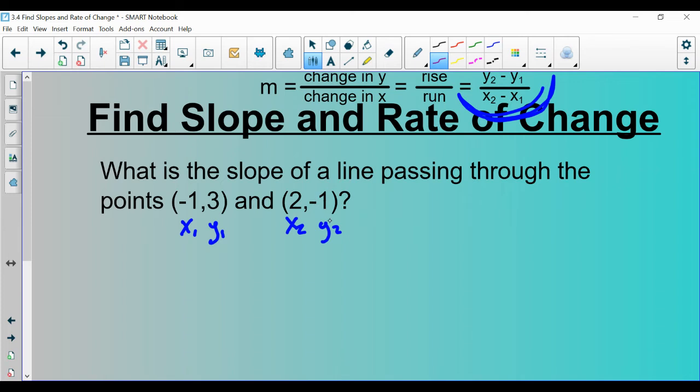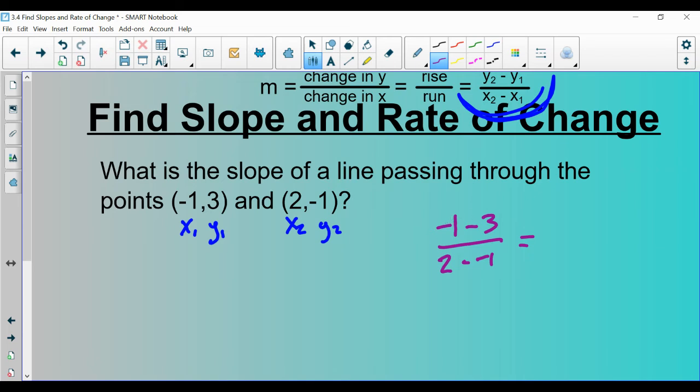-1 is the y1, and then you're going to subtract. Sorry, -1 is the y2, and then you're going to subtract the y1, which is 3. And you're going to divide that by taking the second x, which is 2, and subtract a -1, and then you're going to simplify this.